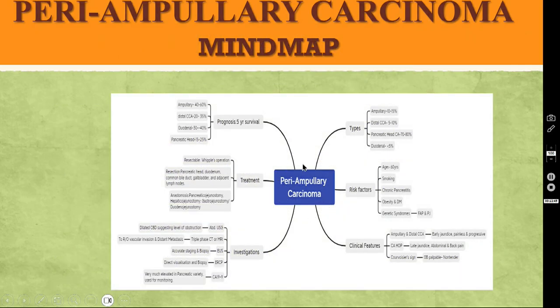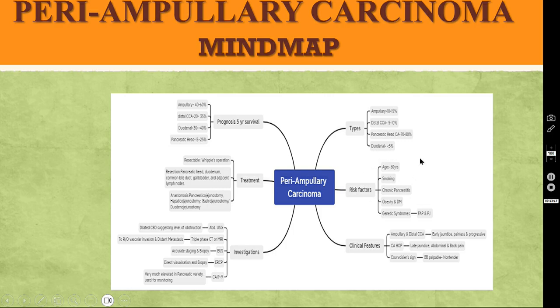Now, this one is the mind map. Whatever I have told you so far, here I am going to show you in a single mind map. What are the 4 types of carcinoma? Ampullary 10 to 15%, distal CCA 5 to 10%, pancreatic head carcinoma is the commonest, 70 to 80%. Unfortunately, it is the most aggressive tumor. Duodenal is less than 5%.